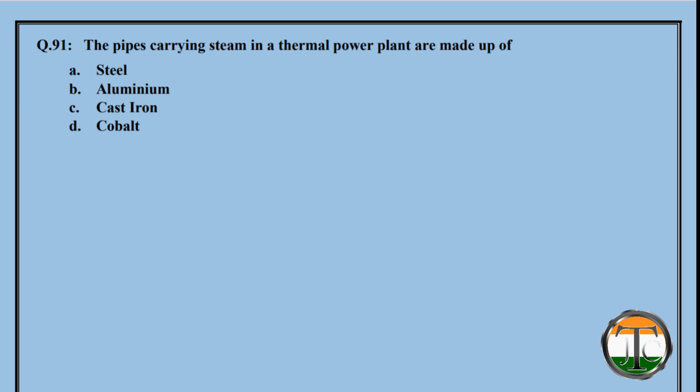So the next question is 91, that is, the pipes carrying steam in a thermal power plant are made up of: option A is steel, option B is aluminum, option C is cast iron, option D is cobalt.